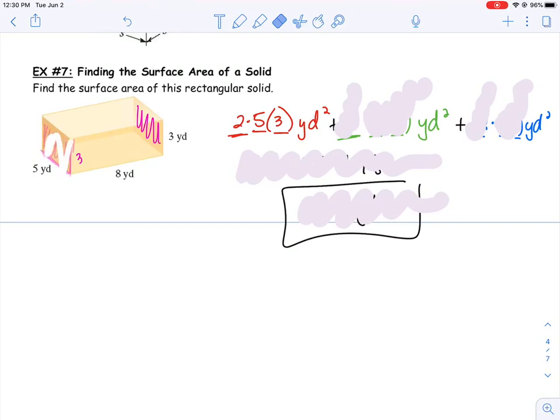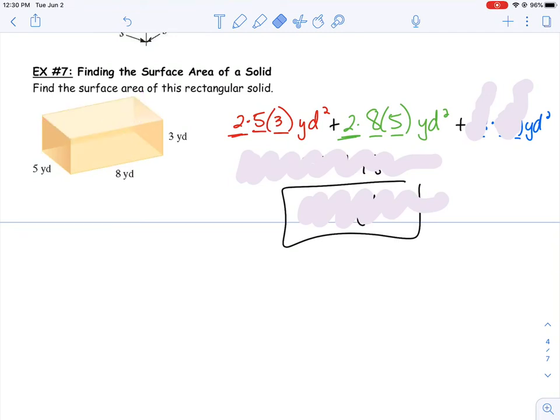Now, I also have to do, let's see here, let's do the top and the bottom. So if I'm looking at this top and the bottom, they're the same shape, rectangles. I know that the length here is 8. I know that the width here is 5, right? And I know that there's two of them, a bottom and a top. So I can do 2 of the 8x5s. That was the top, the bottom, the left, the right.